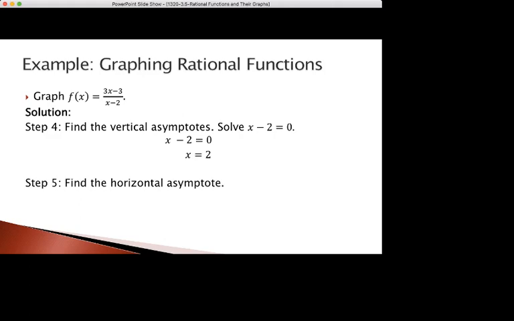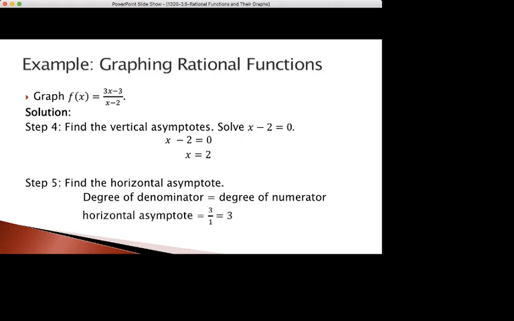Now, just like with the intercepts, if we found the vertical asymptote, we need to find the horizontal asymptote. Just by inspection, we can see that the degree of the numerator is equal to 1, the degree of the denominator is equal to 1, so that means the degree of the denominator equals the degree of the numerator. And you refer back to your cases, that means your horizontal asymptote is simply the ratio of the leading coefficients. The leading coefficients are 3 and 1, so our horizontal asymptote is equal to 3 over 1, which is equal to 3.